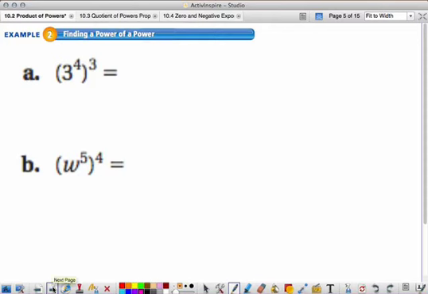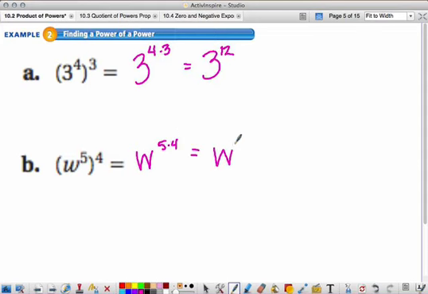The next property we're going to talk about is the power of a power, and with the power of a power, you multiply exponents. There's only one base here, so you just keep that base, and we do 4 times 3, which gives us 3 to the 12th power. We do the same exact thing if we have a variable: w to the 5th power raised to the 4th power. We keep that base of w and multiply our exponents, 5 times 4, which is 20.